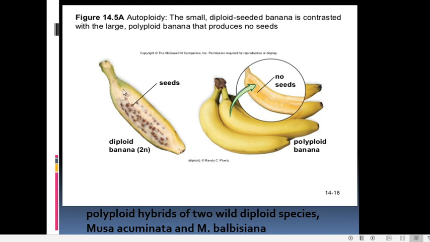Another one, this is a diploid banana with seeds, and here you have a seedless banana which is polyploid, which has been produced by hybridization of two wild diploid species, that is Musa acuminata and Musa balbisiana. So this polyploid plant has been produced by hybridization of two diploid species, and that is a seedless variety.